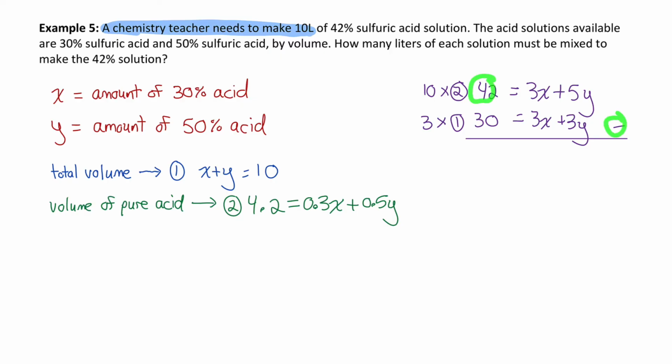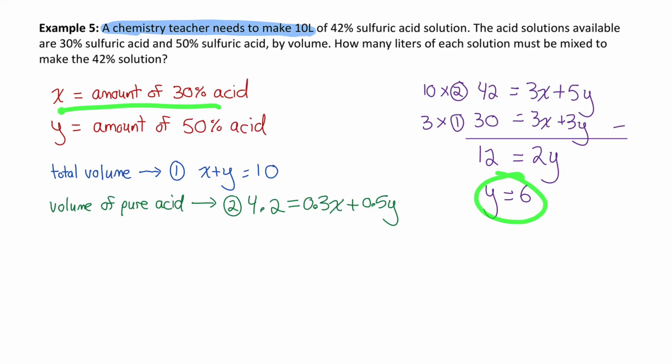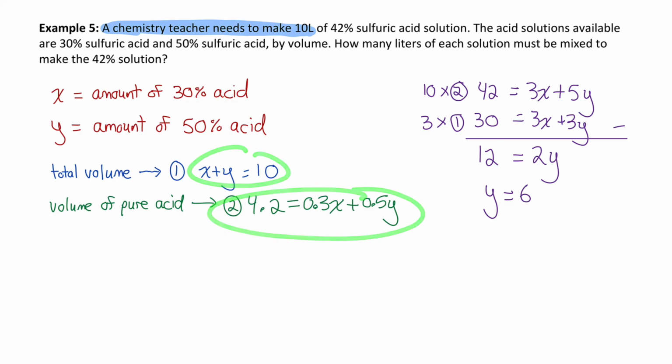42 minus 30 is 12. 3x minus 3x is 0, it's eliminated. And 5y minus 3y is 2y, which means if I divide the 2 over, y is equal to 6. So I know the teacher must be using 6 liters of the 50% acid. Then I take that answer and sub it into either of my original equations. I'll sub it into equation 1.